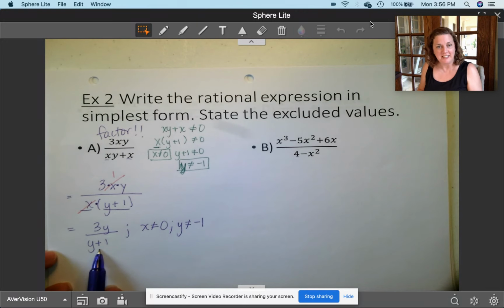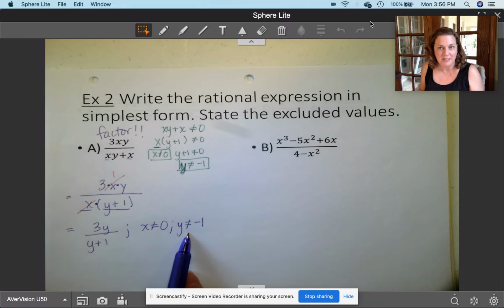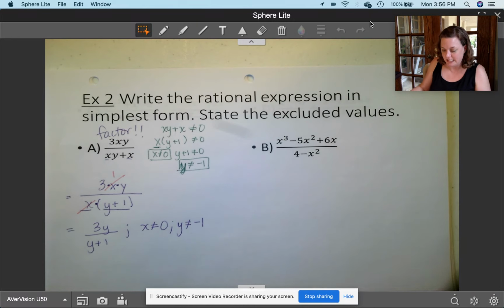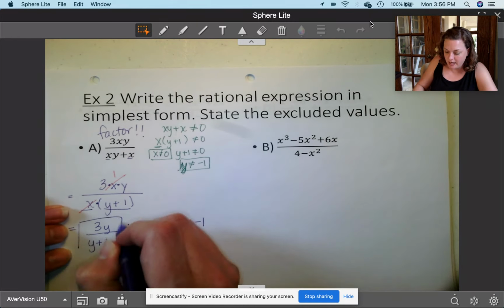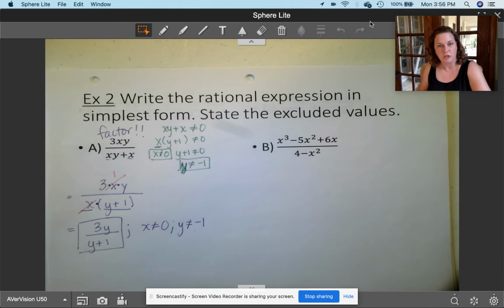Right here is an implied domain. Y is not allowed to equal 1. I like to state it. I just like to be explicit about things, just tell you what it is. So this is the fully simplified expression, and this is the restriction on the domain for those variables.